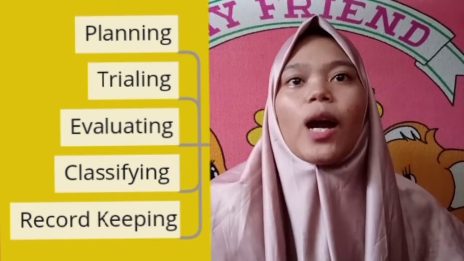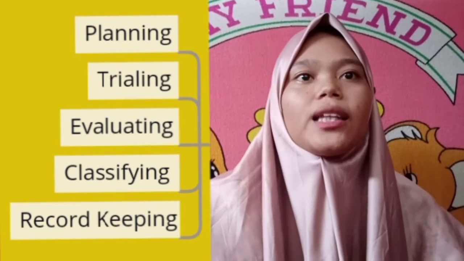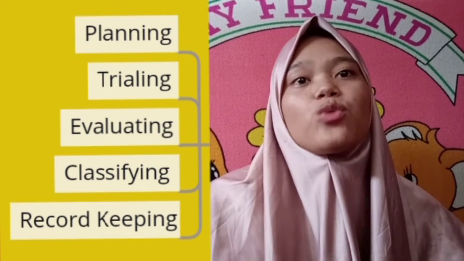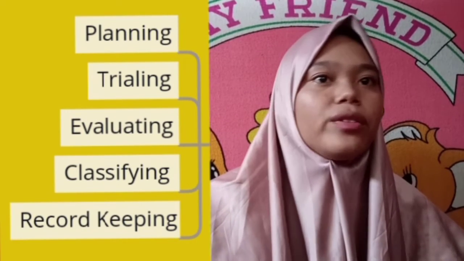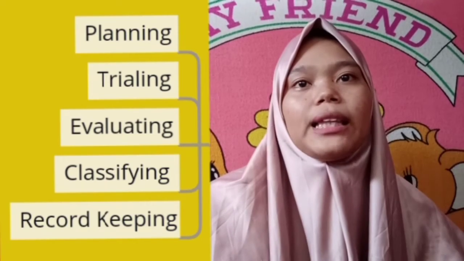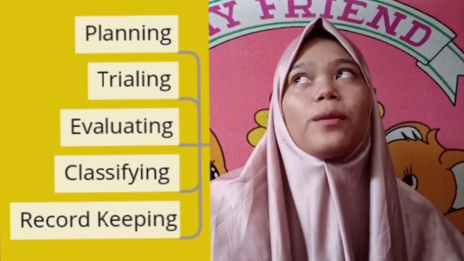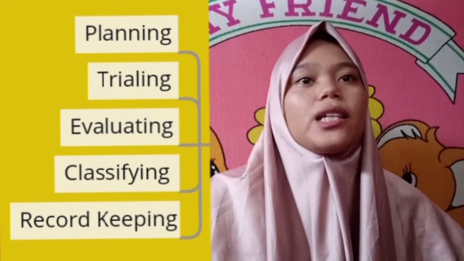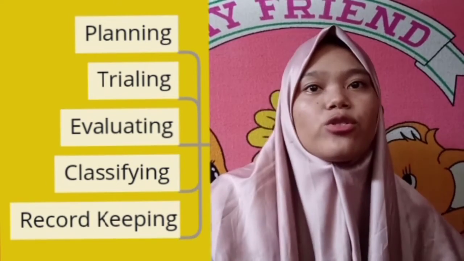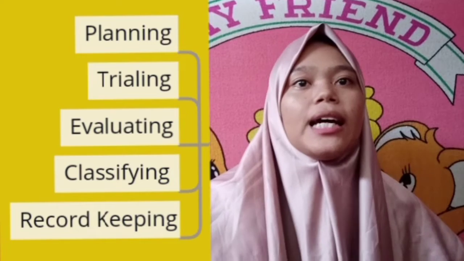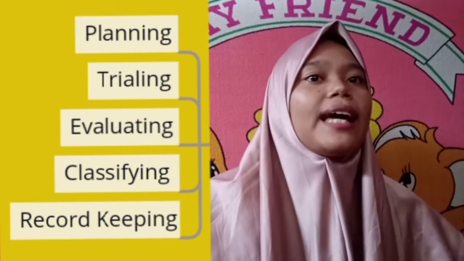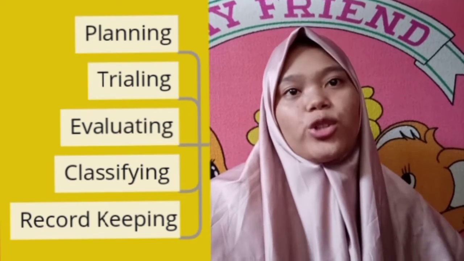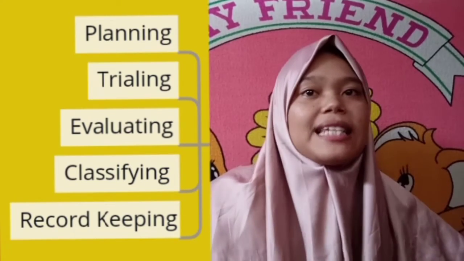Next is evaluating. When we have produced and trialed our material, we take it into the lesson and use it. This is where we need to observe carefully in order to evaluate its appropriacy. Next is classifying. When we have used material in the classroom, we need to find some way of storing it and classifying it so that we can lay our hands on it quickly the next time we want to use it. And the last is record keeping.